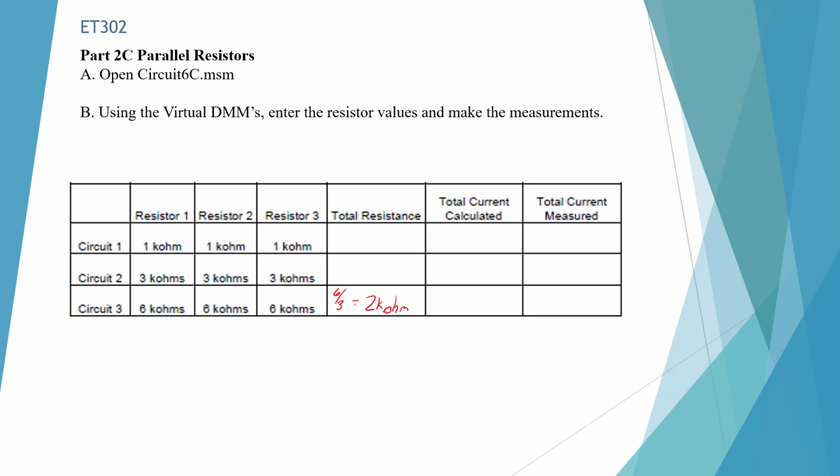Okay, and we have 12 volts. We're starting with 12 volts. So our total current calculated is going to be 6 milliamps. K's go to millis. So let's go ahead and measure that.